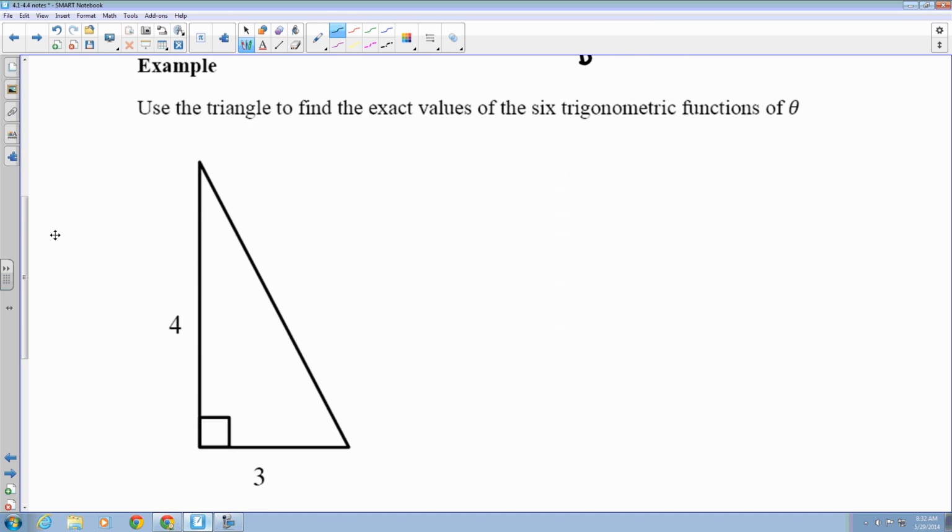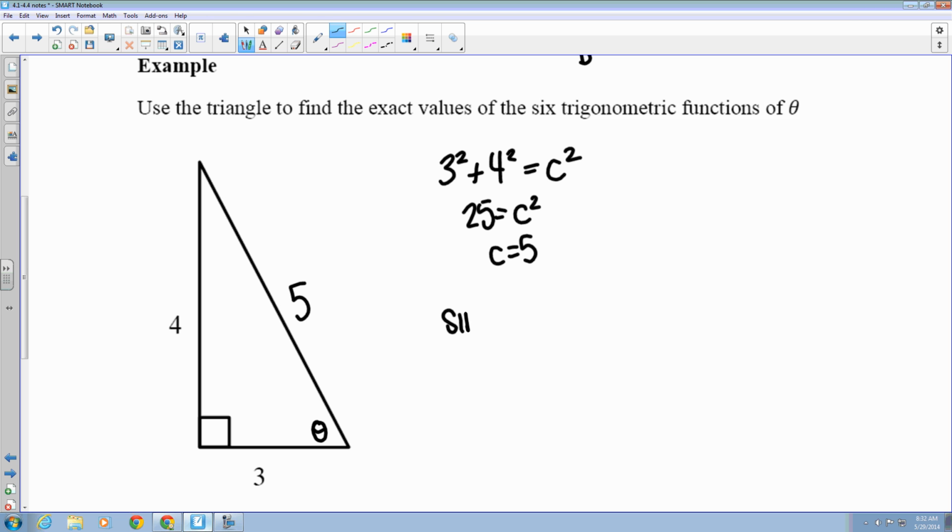Okay, we're going to find the 6 exact values of theta. Theta is going to be down here. So first we need to figure out what that side of the hypotenuse is using Pythagorean theorem. So we need to find the side C. It doesn't matter the order that the other 2 sides are in, just a squared plus b squared, solving for C. So C is 5, so this third side is 5.